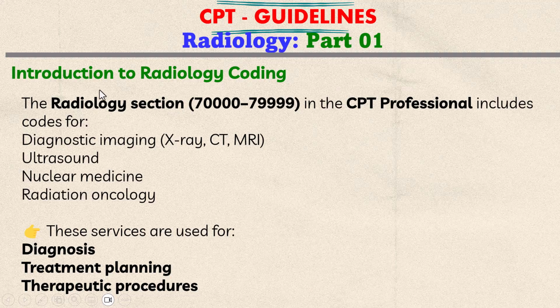Introduction to Radiology Coding. The radiology section, that is the 70,000 code series in the CPT professional, includes codes for diagnostic imaging such as X-ray, CT, MRI, and ultrasound, nuclear medicine, and radiation oncology. These services are used for diagnosis, treatment planning, and therapeutic procedures.